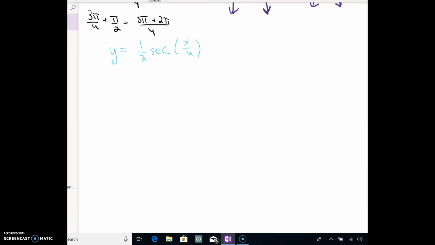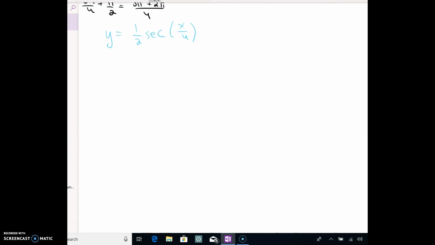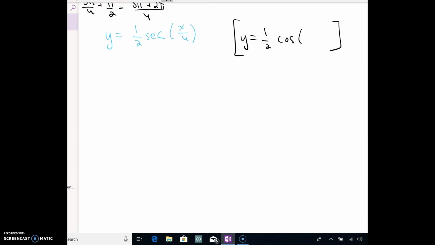Now when we're graphing secant, just like we did before, we're going to graph the reciprocal function first, which is y is equal to 1/2 cosine of x over 4. So let's start off by graphing y equals 1/2 cosine x over 4. Once we get that graph, then we're going to use the zeros become vertical asymptotes, peaks become valleys, and valleys become peaks part. All right, so 1/2 cosine x over 4.